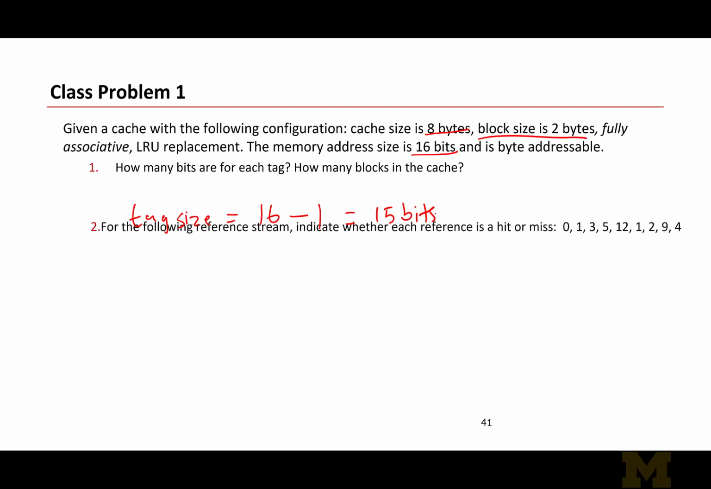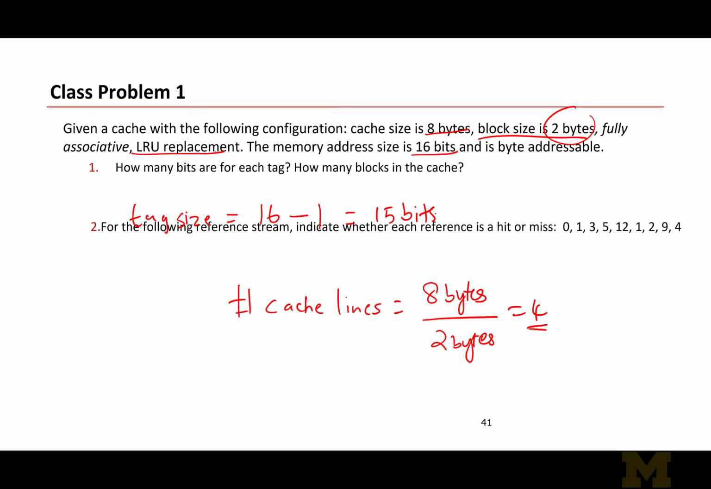So now you're given an address stream and you're asked to simulate this cache. Again the cache has 8 bytes in it, and each block is of size 2 bytes. So the number of cache lines is going to be 8 bytes, which is the total size of the cache, divided by the block size. So I have 4 cache lines, and I'm going to use my LRU replacement policy to make space when I don't have space for a newly accessed address. So let's simulate this cache.